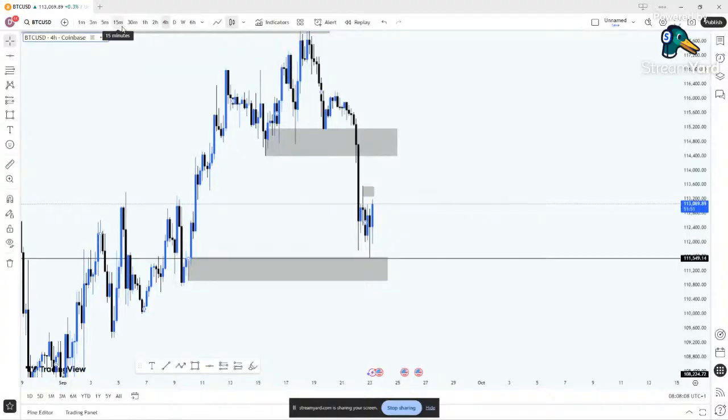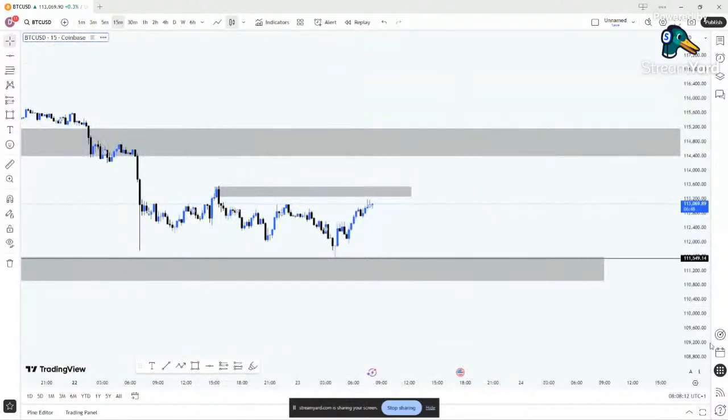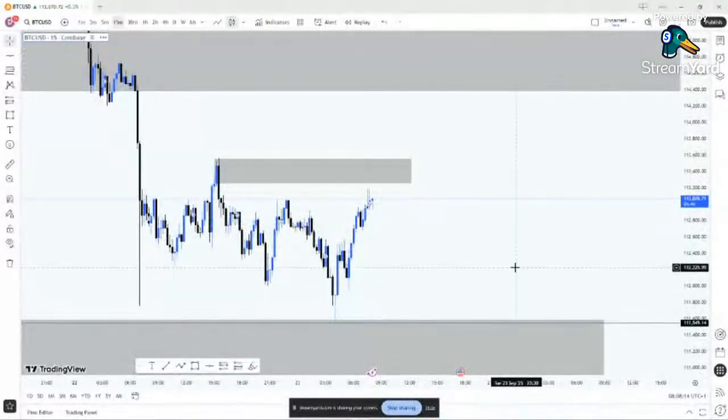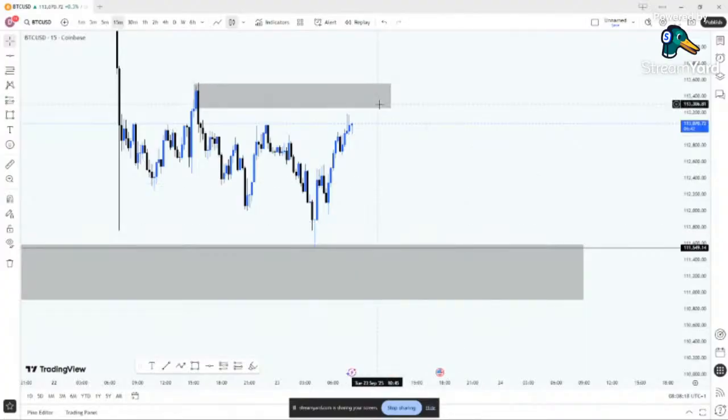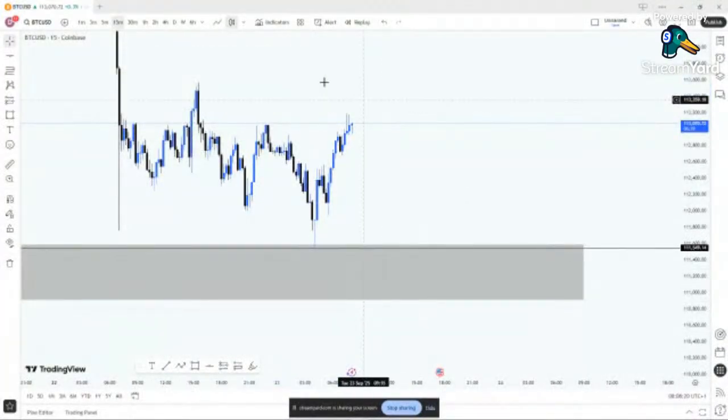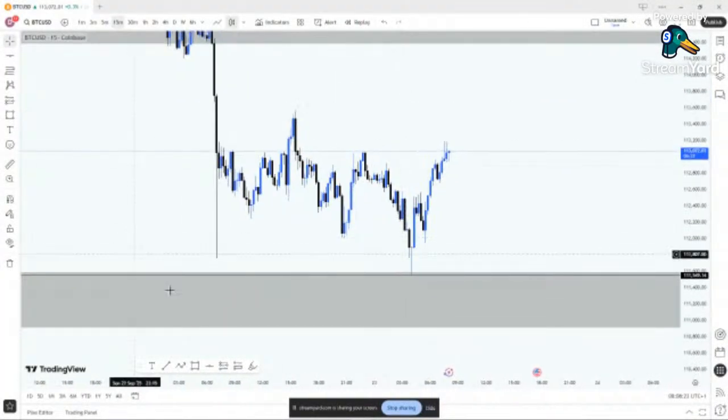So I want to go to the lower time frame. For the lower time frame, I use the 15 minutes and 5 minutes time frame for a change of character. Now this is the 15 minutes time frame. And on the 15 minutes time frame, let's watch out for all our possible breaks of structure. Then we know what we'll be doing.